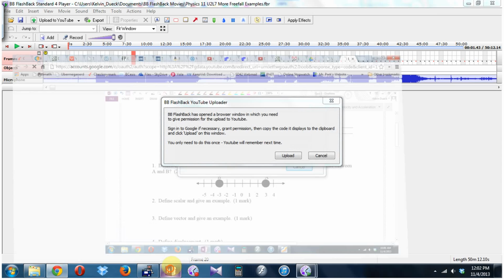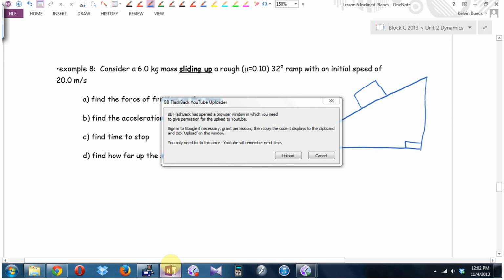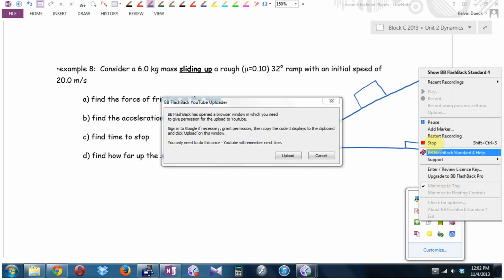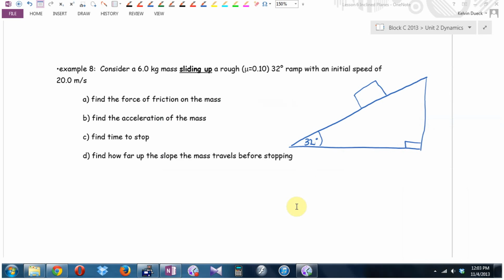Whoop. Flashback has opened a browser. Oh, it just did an update. Give me a second here, folks. Sorry. We'll get interrupted again, but that's okay.